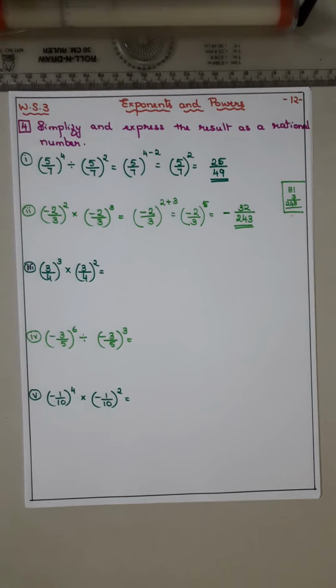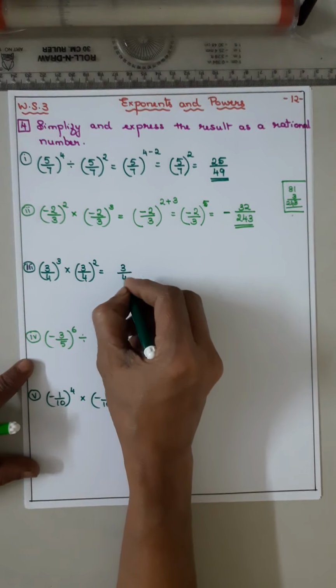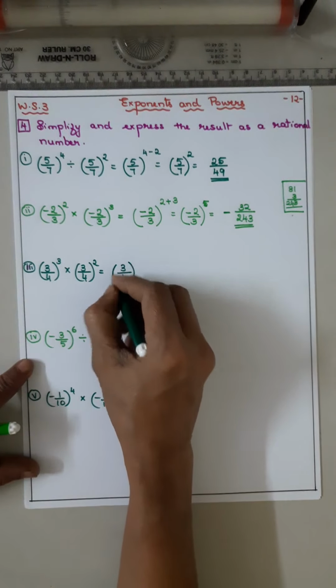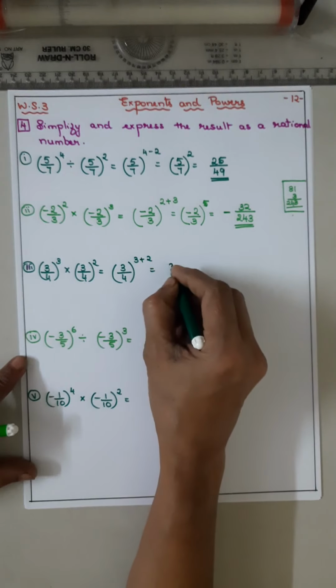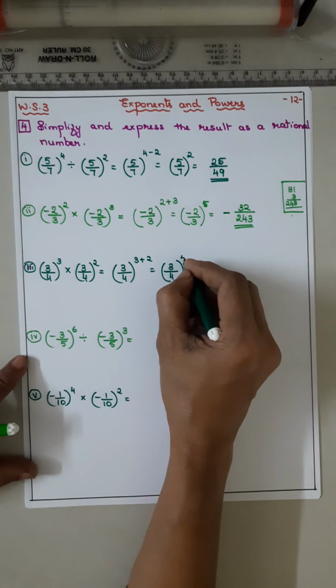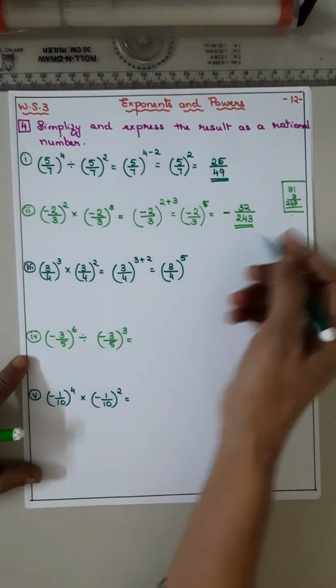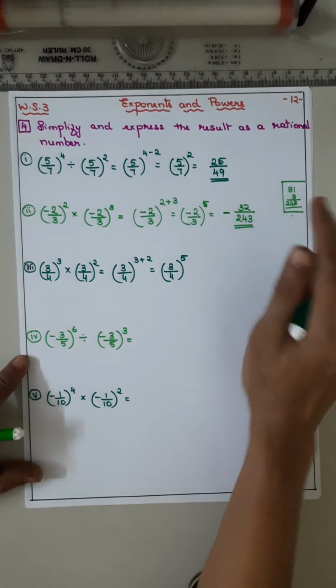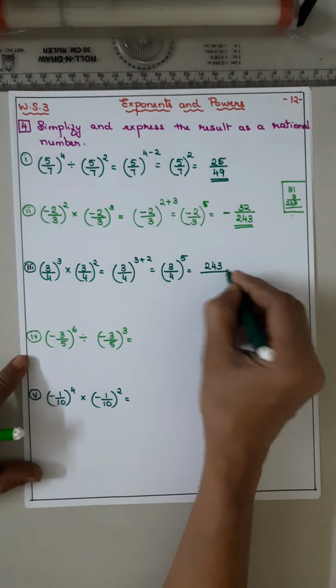Now the third subdivision, the base is 3 by 4 and in between it is multiplication. So the rule is add the powers. So 3 plus 2, so 3 by 4, the whole raised to 5. Now 3 to the power 5. Already we got 3 to the power 5 is 243.